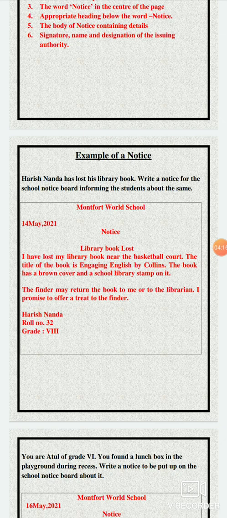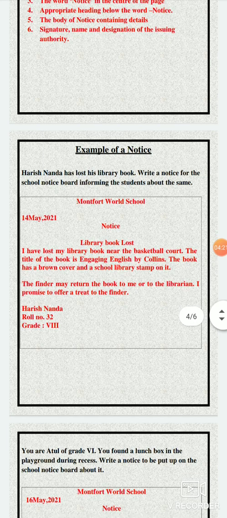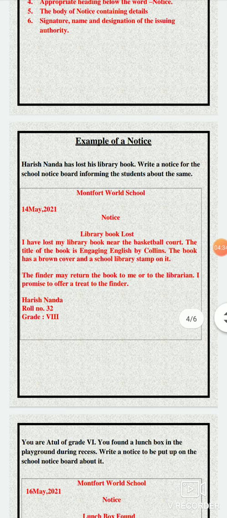Designation means if we are writing a notice for organizing something, and I'm the cultural secretary, then that is the designation I will be writing. Or as a head girl or head boy, we will write that designation below our name. So the finder may return the book to me or to the librarian. I promise to offer a treat to the finder. After that, we write our name, grade, and roll number.